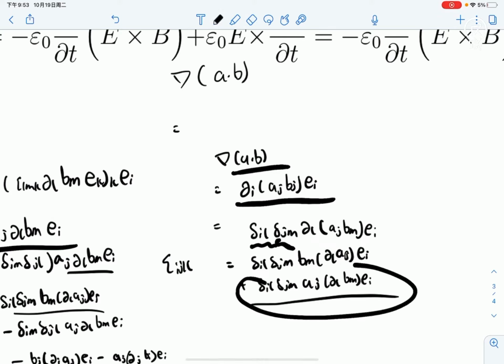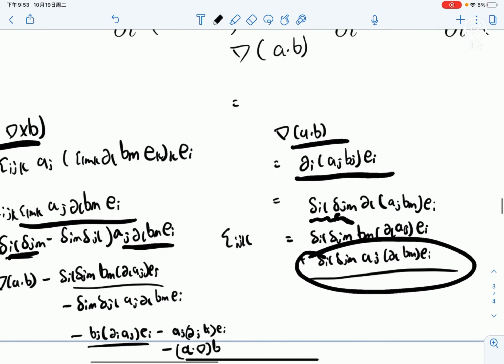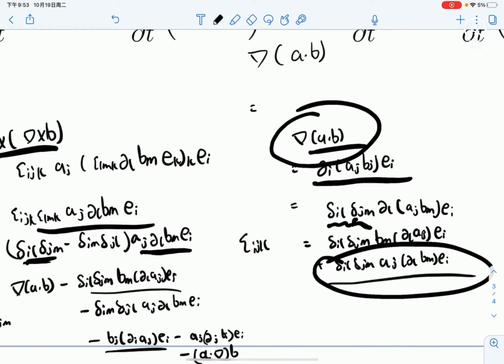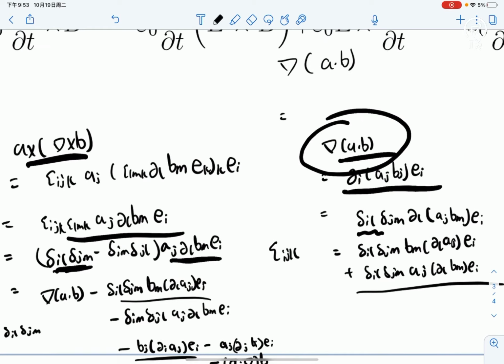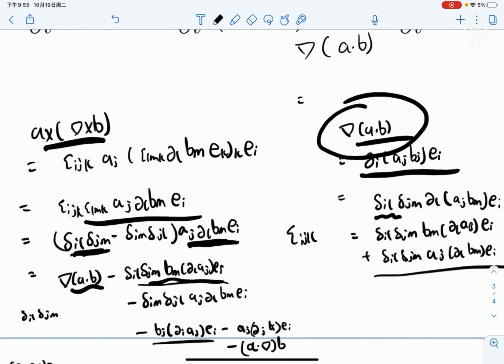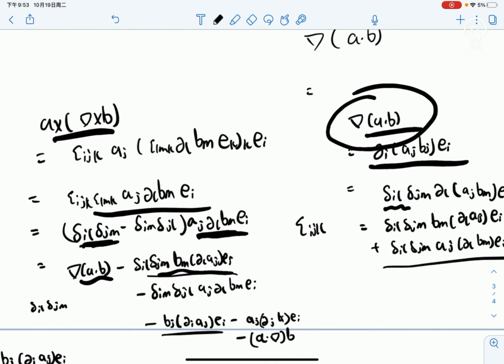this term, which is basically this term times this term, is equal to the gradient of A dot B minus this term over here. So basically, this times this is equal to this. And for this part, we can expand it out and write it as, wait, let me see.